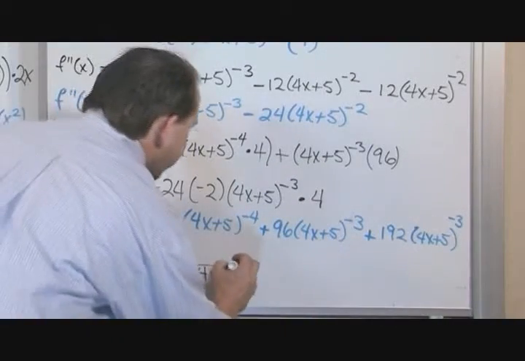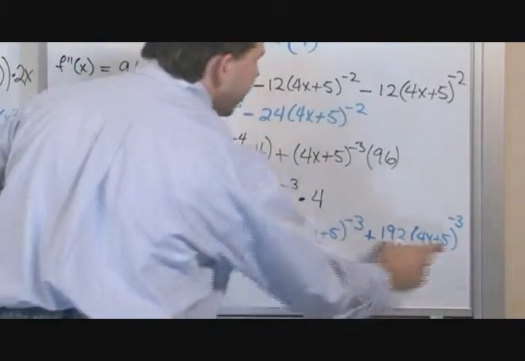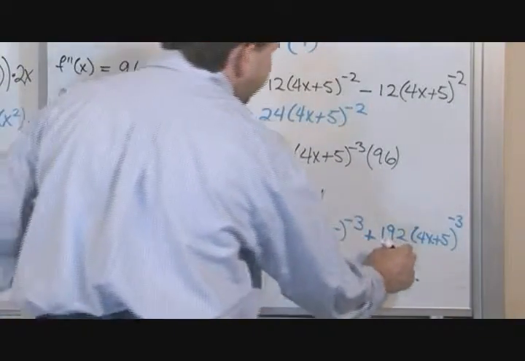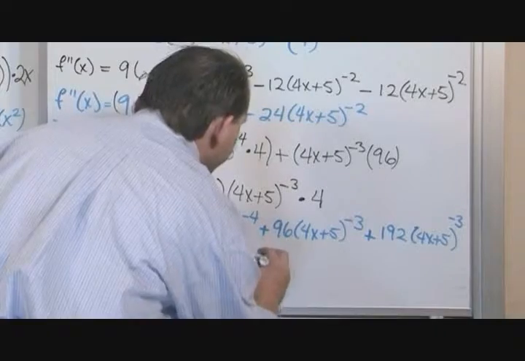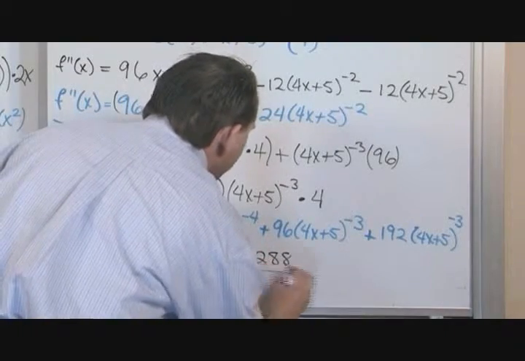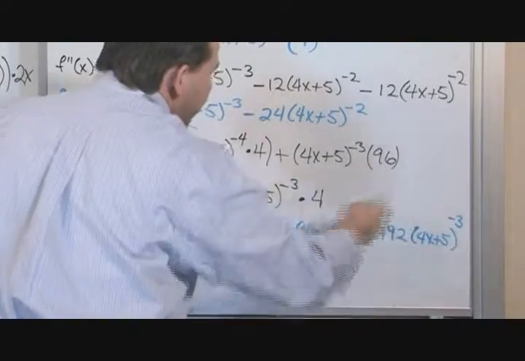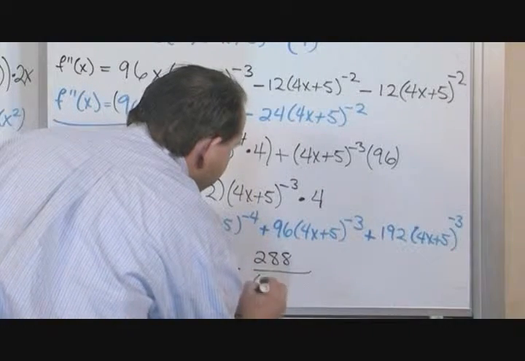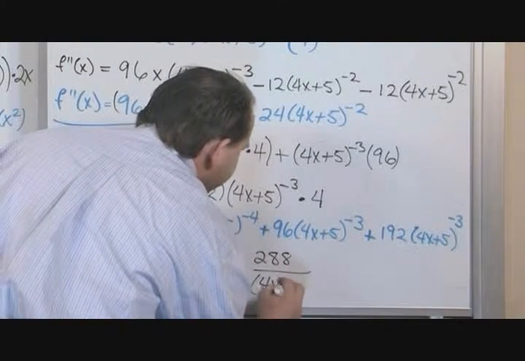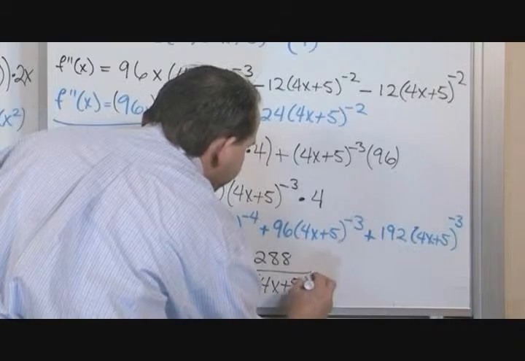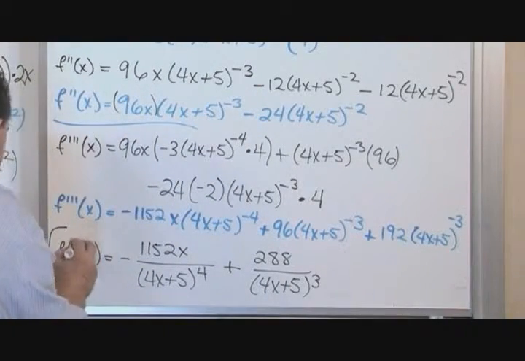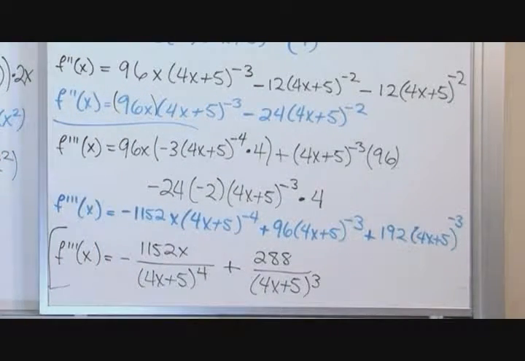All right, and then what we're going to have here is, when we combine these two terms, 96 plus 192 is 288. That's going to be in the numerator, 288. And then we're going to bring this denominator, because after we combine these terms, we're just going to have the one denominator here, 4x plus 5 to the positive 3. And it's a triple prime there. So the third derivative is negative 1152x over 4x plus 5 to the 4th power plus 288 over 4x plus 5 to the 3rd power.